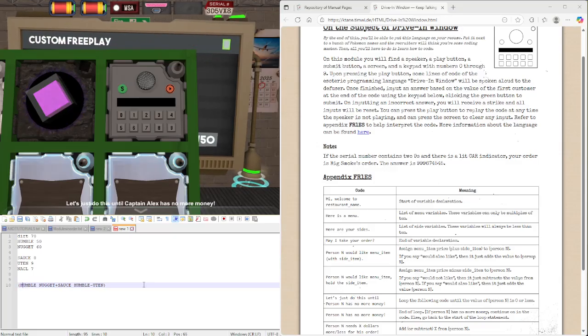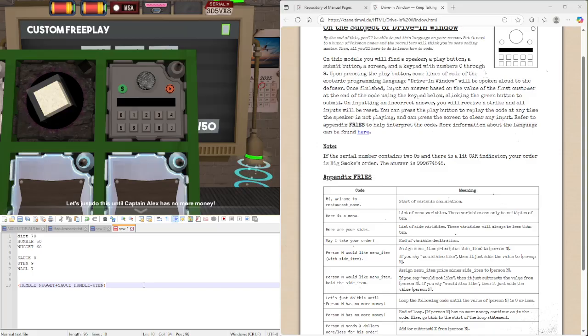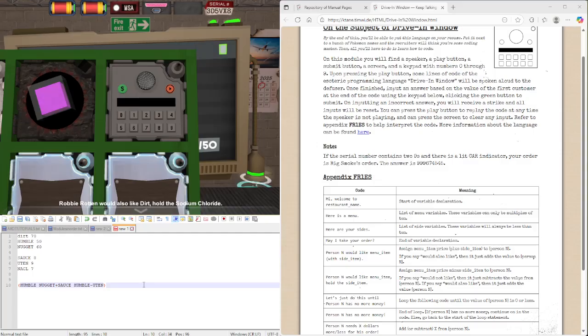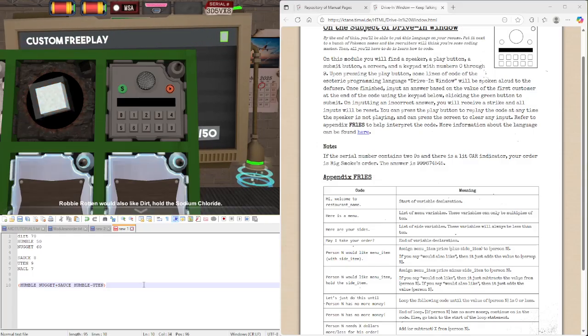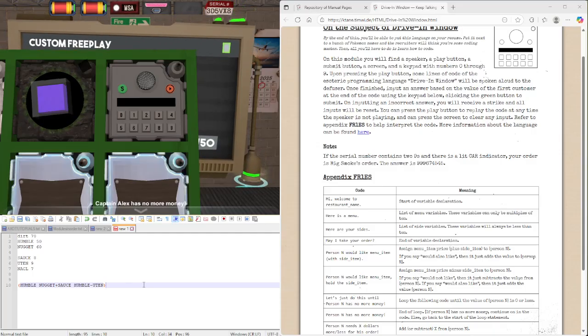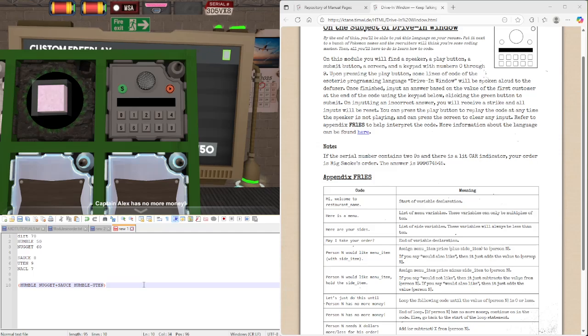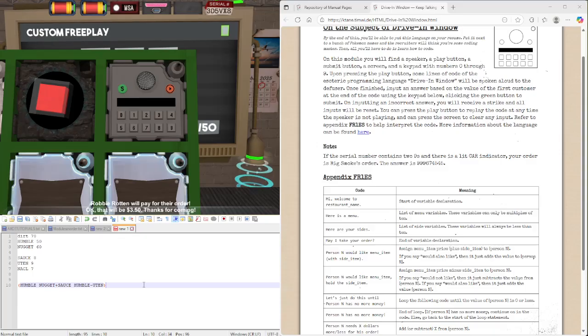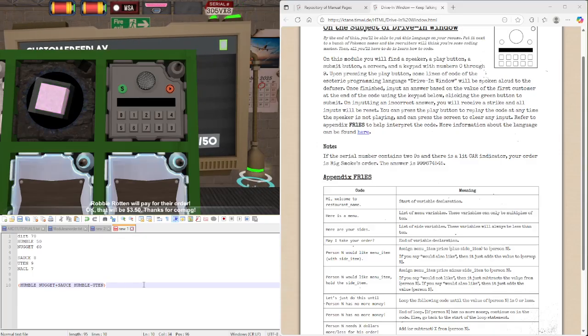Let's just do this until Captain Alex has no more money. Robbie Rotten would also like dirt. Hold the sodium chloride. Captain Alex would not like secret sauce. I got distracted and I'm going to do that again. Robbie Rotten will pay for their order. Okay, that will be $3.50.